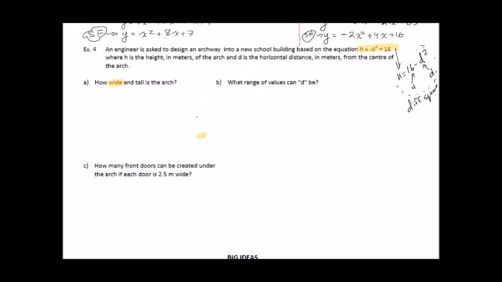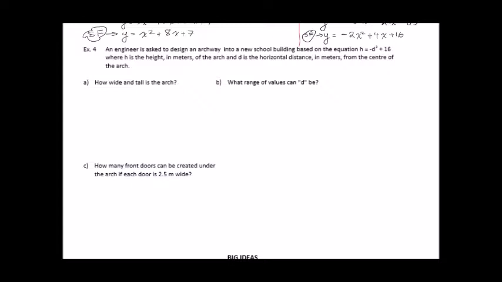So our original equation can be rewritten as H is equal to 16 minus D squared. When you factor that, you end up with 4 minus D and 4 plus D. Now let's go back to the problem and identify some stuff that might give you guys some issues.